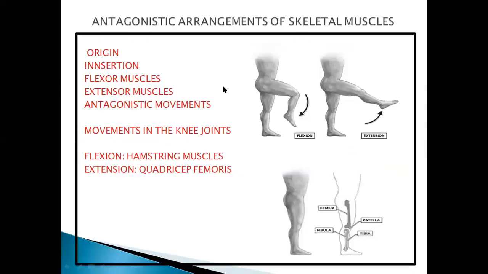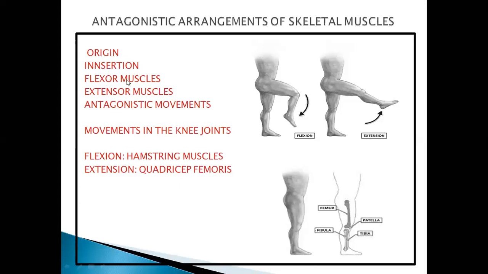of skeletal muscles. What is the antagonistic? That is the opposite movements or arrangement of muscles. You can see that one is origin. What is origin? For antagonistic movements, you must know about these few terminologies. The origin is a point where the bone is attached. This is a fixed point, right? And insertion is the other point, which is the free end, known as the insertion.